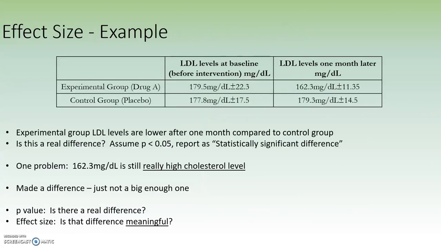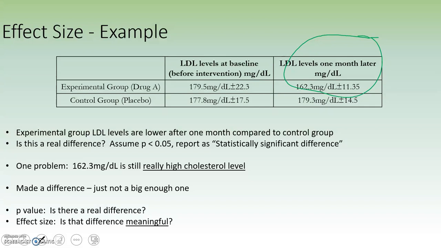Here's an example of effect size. Let's assume a different set of data for our hypothetical cholesterol drug experiment. Notice that the experimental group has lower LDL levels after 1 month compared to the control group. Assume we calculate a p-value of 0.05 and report this as statistically significant. So we are now claiming to have discovered a drug that produces a statistically significant decrease in cholesterol after 1 month use. There's just one problem.